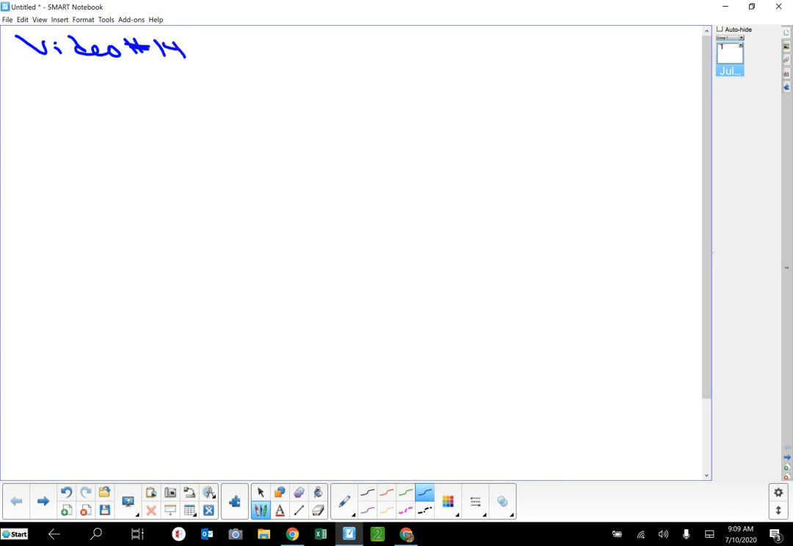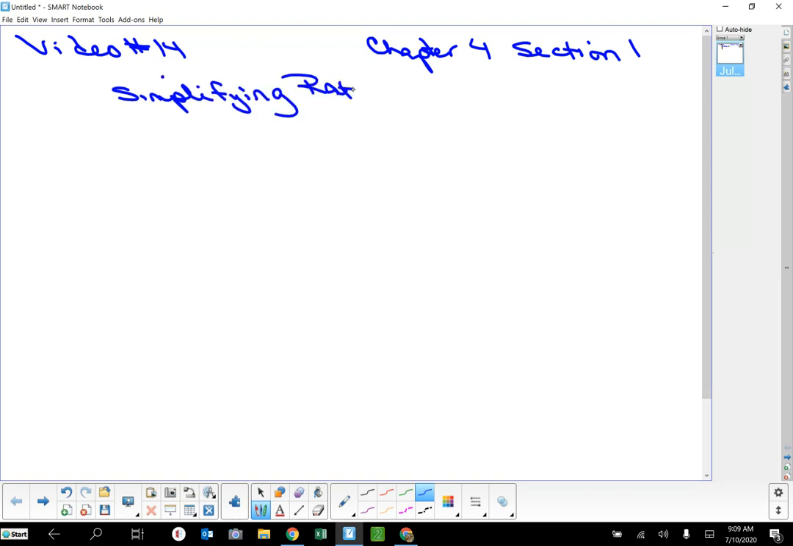We are starting chapter 4. So this is chapter 4, section 1. And this is all about simplifying rational expressions. So the first thing, this whole entire chapter is about rational expressions and equations. And the first thing that you need to know is what the definition of rational means.